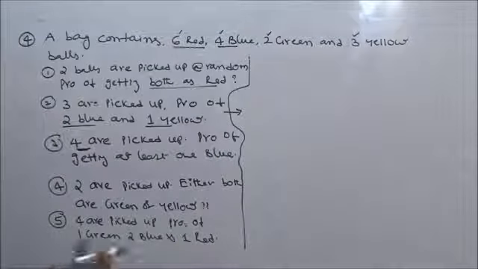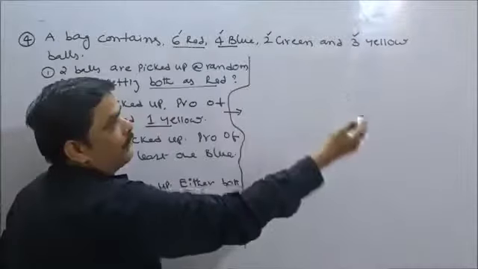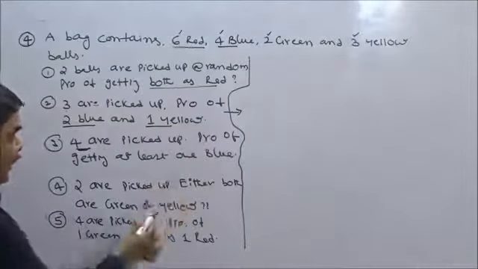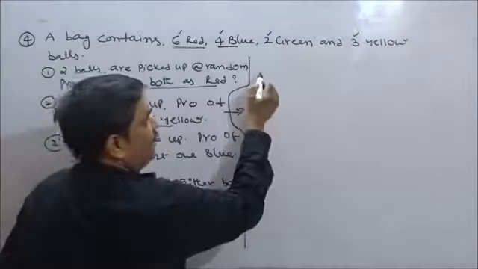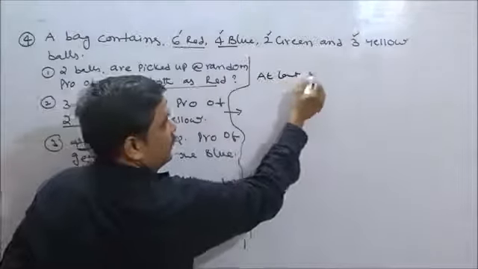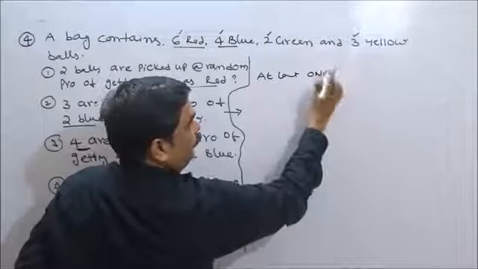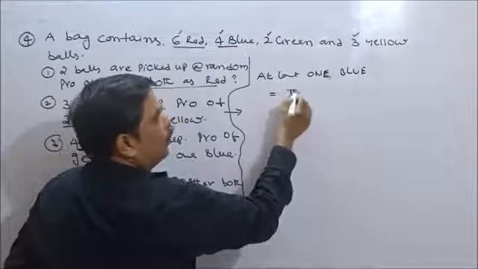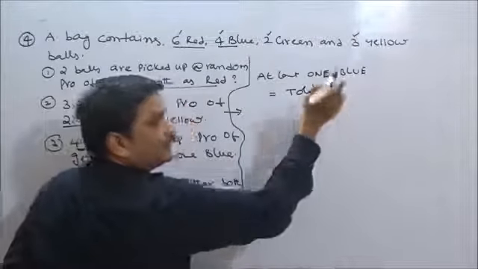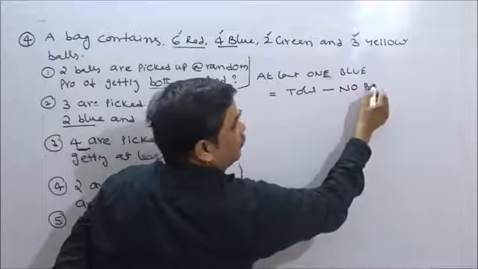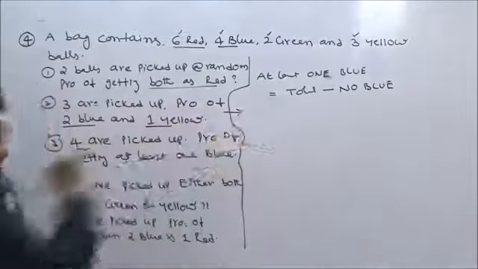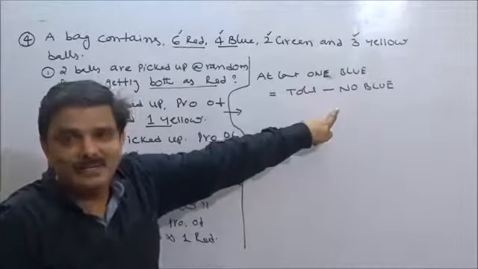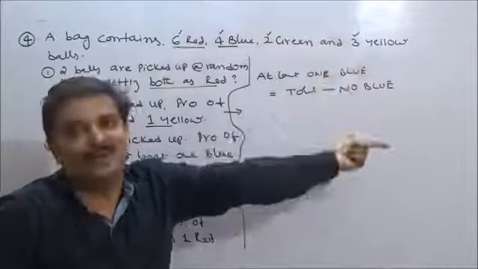Alright? 4 balls are picked up means the sample space, anyway sample space is 15C4. Keep it aside. Now the meaning of at least 1 blue, always remember: at least 1 blue is equal to total minus no blue. Remember this one. Total minus no blue will give me at least 1 blue. Because what is the meaning of at least 1 blue? 1 or more than 1 should be blue, right?